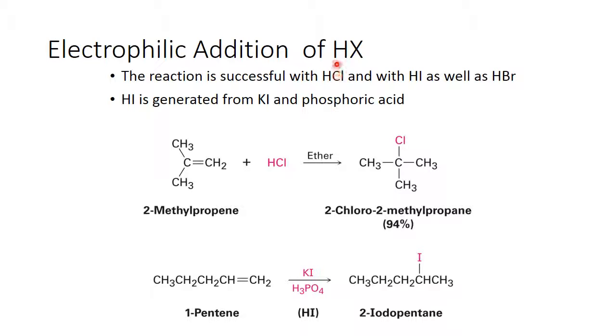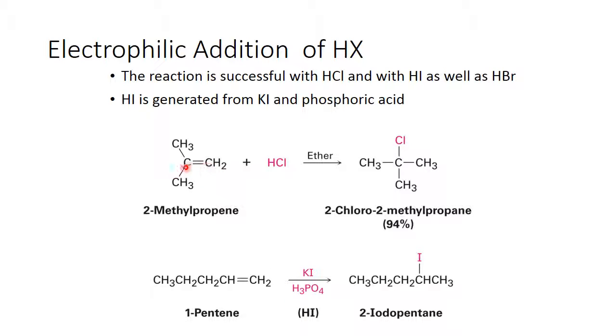When we have this reaction, we can have it happen with hydrochloric acid, hydroiodic acid, and hydrobromic acid. The hydroiodic acid, we don't buy bottles of that. What we do is we generate it in situ by mixing potassium iodide and phosphoric acid. No big deal. But you will sometimes see this instead of HI.